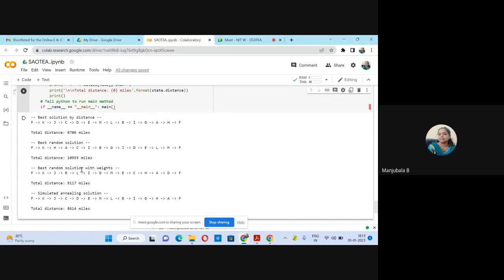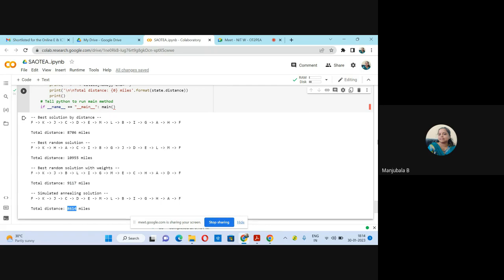The third method is the best random solution with weight. So these are the different greedy strategies, right? The greedy method has been applied. So here again the starting city is F, the ending city is F, and the distance is 9,117. And if we apply simulated annealing here, the initial city we have considered is F here also. That means the initial solution. And you apply the simulated annealing algorithm by using this reversal technique for the TSP, you will get 8,601. So if you compare with the other 3 greedy techniques, the simulated annealing algorithm is providing the best solution for the traveling salesperson problem.